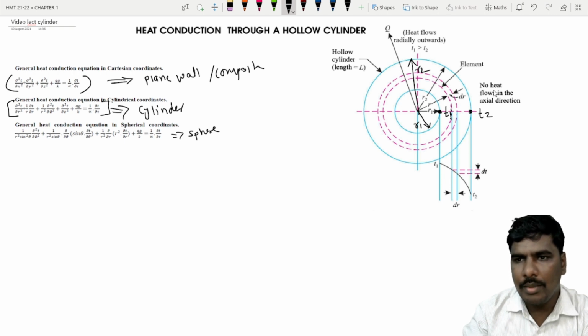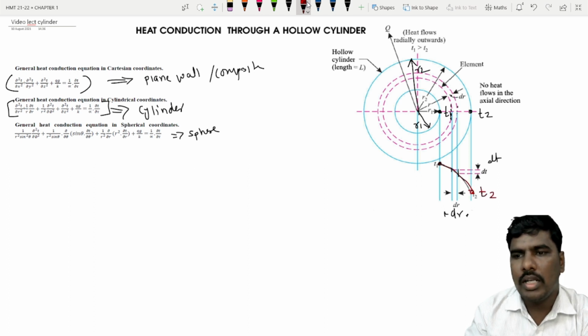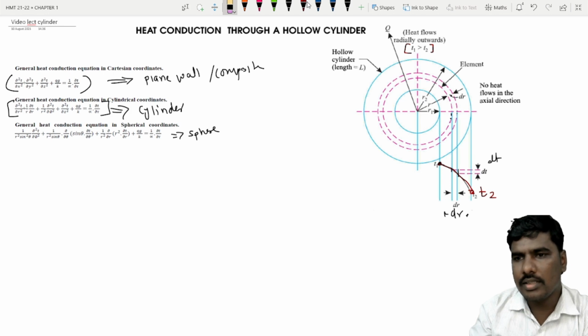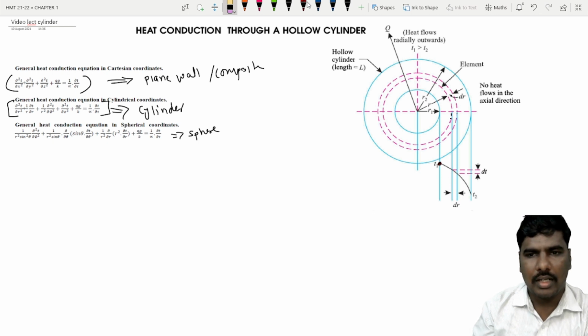Now here we have selected an element area, which has a thickness dr and a temperature difference dT. Heat is transferred from T1 to T2, since the inner temperature is greater than the outer temperature, so heat flows radially outwards, and we consider T1 greater than T2. The cylinder has a length L. Consider this hollow cylinder to be made of the same material throughout, with a constant thermal conductivity.